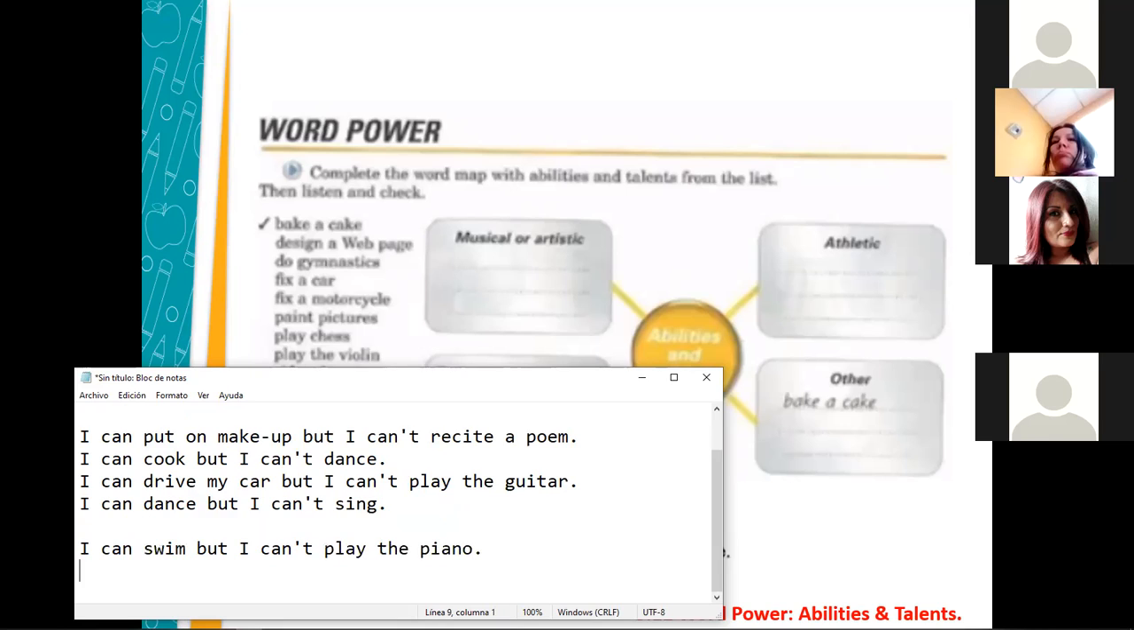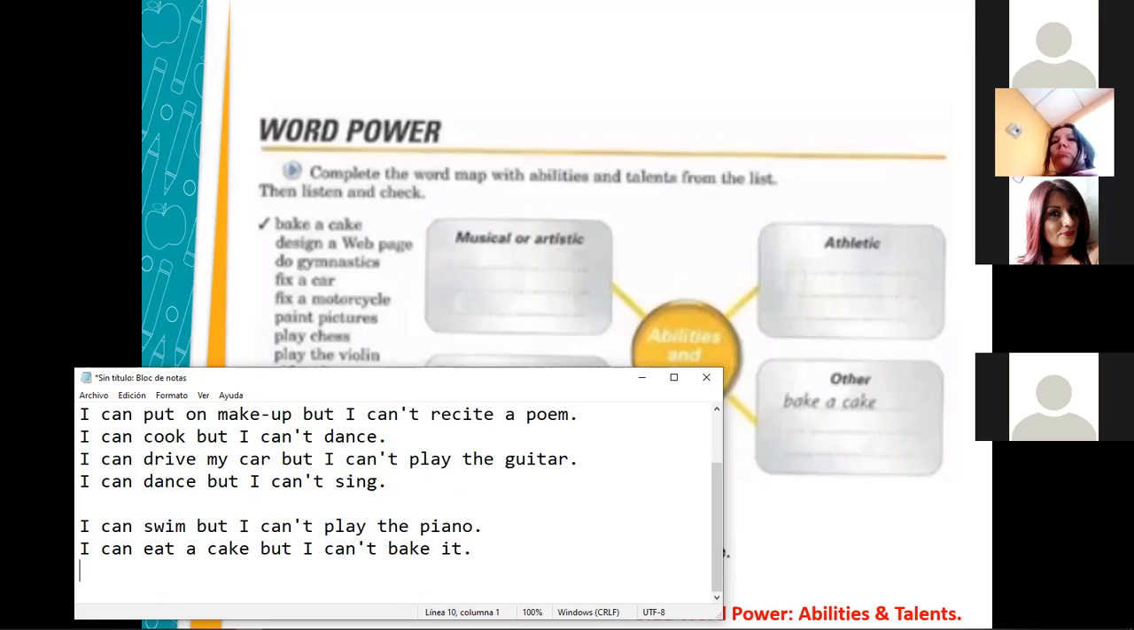Muy bien, very good. I can eat cake, but I can't cook. Vaya, pero acá tampoco puedo decir can to cook porque el verbo va en forma base, ¿verdad? Me dijo I can eat a cake, but no lo puedo cocinar, algo así me quiere decir. Entonces no lo puedo hornear, sería I can bake it. I can eat a cake, but I can bake it. No lo puedo preparar. ¿Alguien más que quiera participar?